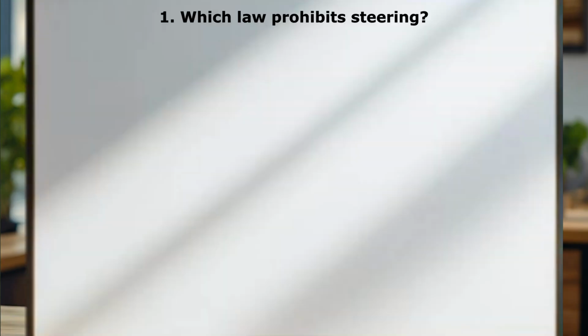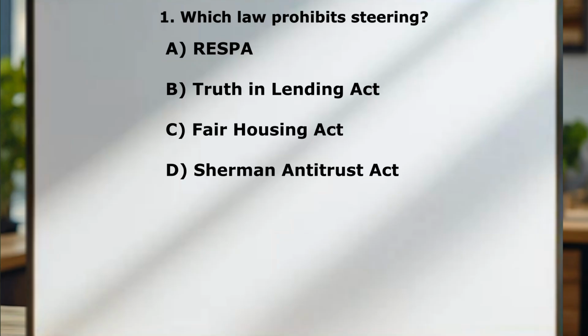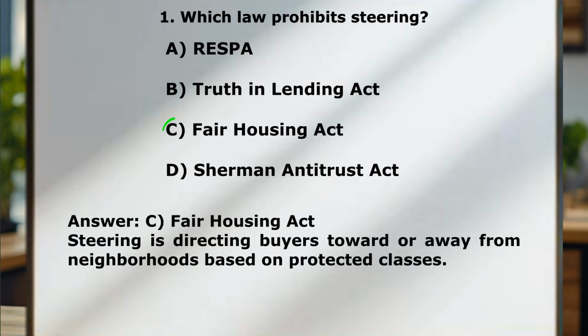Question number 1, which law prohibits steering? A, RESPA, R-E-S-P-A. B, Truth in Lending Act. C, the Fair Housing Act. D, the Sherman Antitrust Act. Correct answer here is C, the Fair Housing Act. So let's make sure we know what steering is first. Steering is just directing buyers towards or away from specific neighborhoods based on classes.